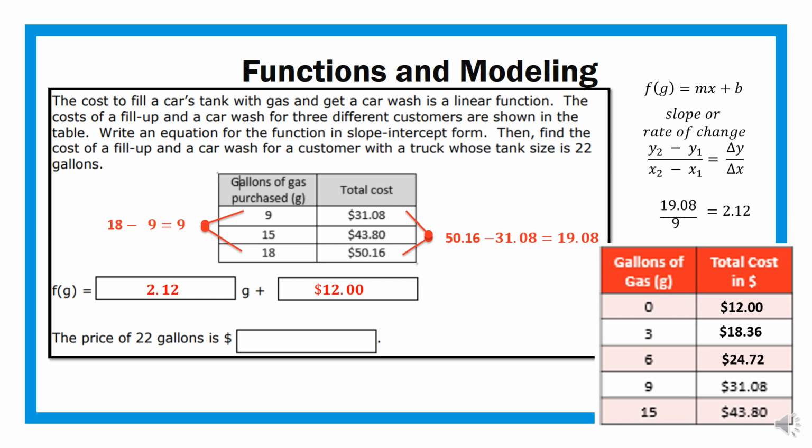Finally, I'm going to substitute 22 gallons into my equation to get the cost of 22 gallons of gas. So here we go. There's my equation. Substituting in the 22, I find that 22 gallons of gas is $58.64.